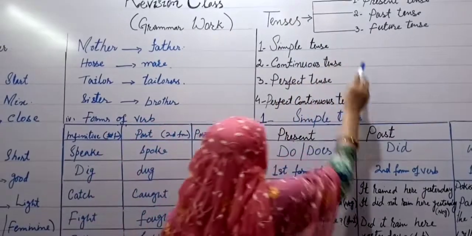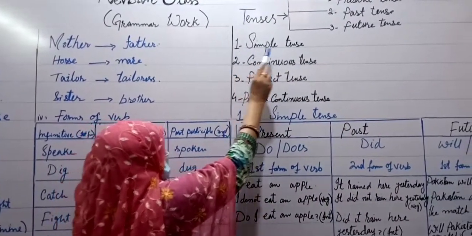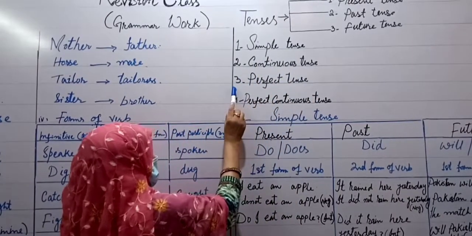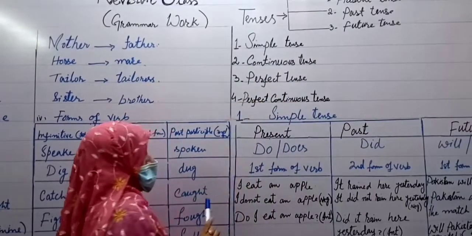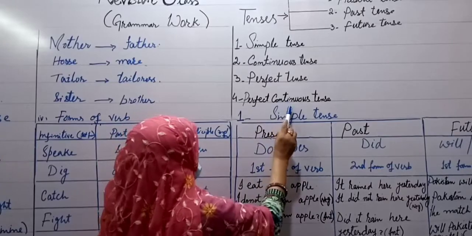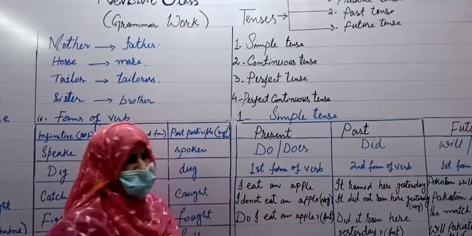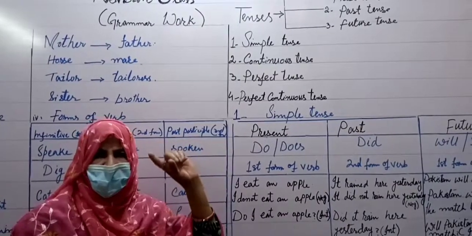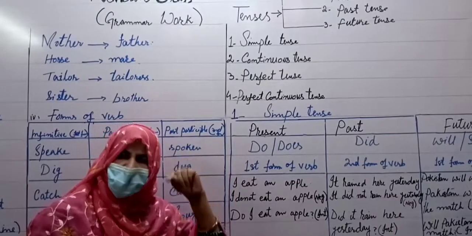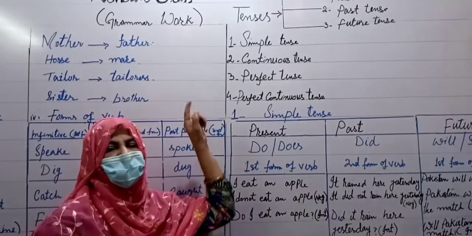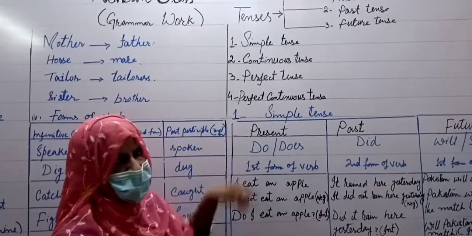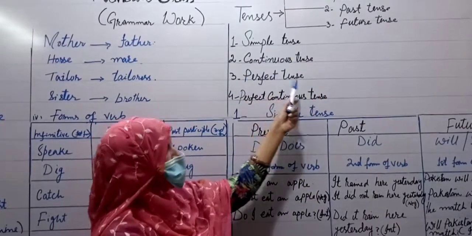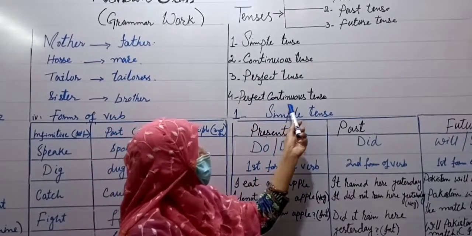Okay, beta? And each tense is further divided into 4 categories. Number 1, simple tense. Number 2, continuous tense. Number 3, perfect tense. Number 4, perfect continuous tense. Okay, beta? What I taught you? Basically, 3 types of tenses: present tense, past tense, and future tense. And each tense is further divided into 4 tenses: first is simple tense, then continuous tense, then perfect tense, and perfect continuous tense.